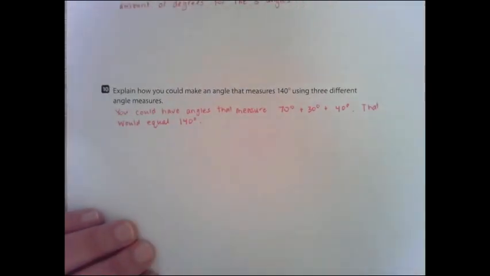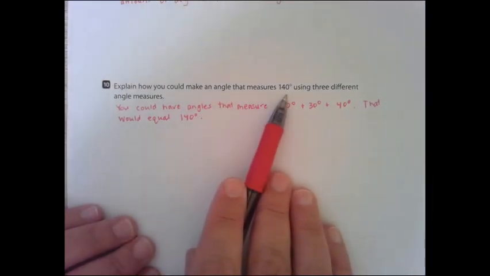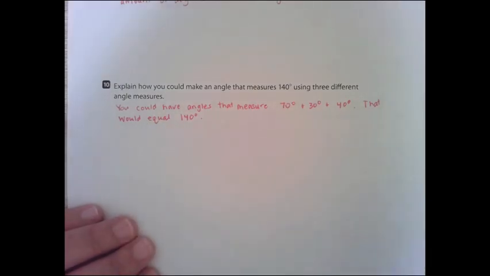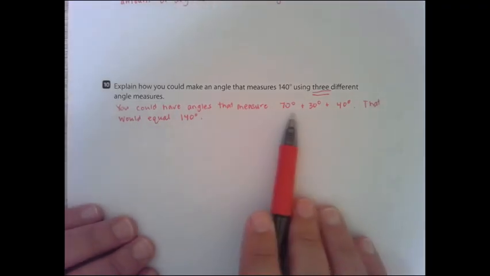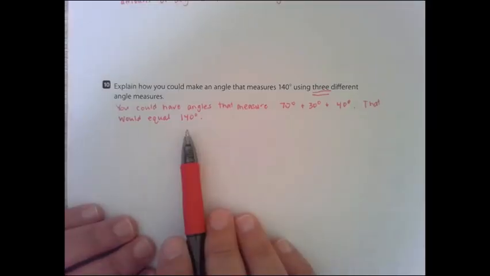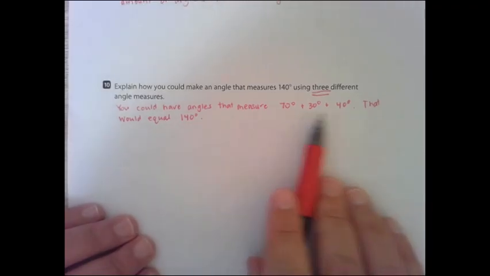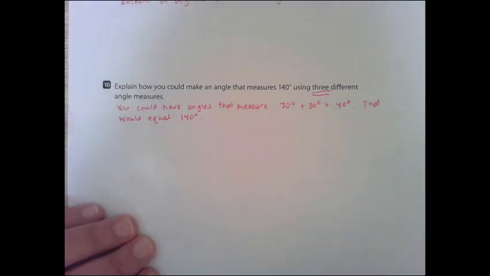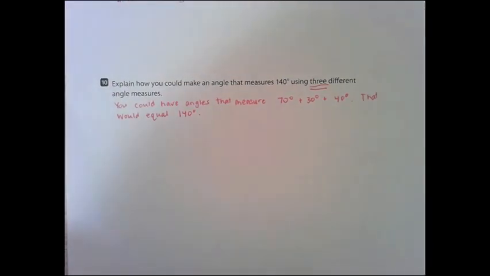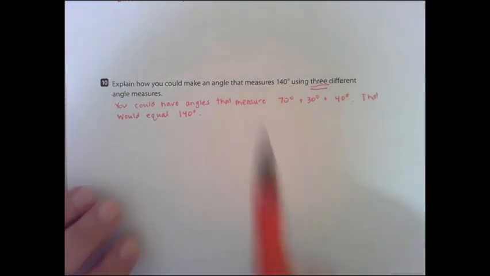Number 10. Explain how you can make an angle measurement that equals 140 degrees using 3 different angle measures. So make sure there are 3, right? Here's what I came up with. You could have angles that measure 70 plus 30 plus 40, and that would equal 140. Your numbers may be different. You just want to make sure that you have 3 different angles and that they add up to 140. So again, this is just a sample answer. There are many different possibilities here. But again, it just has to have 3 angles that add up to 140.